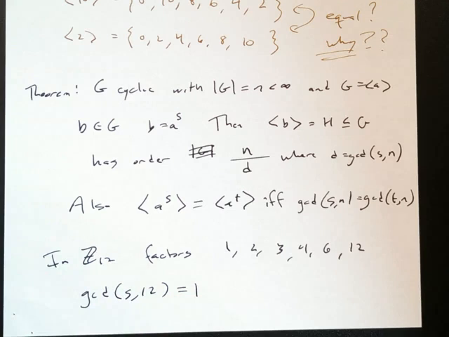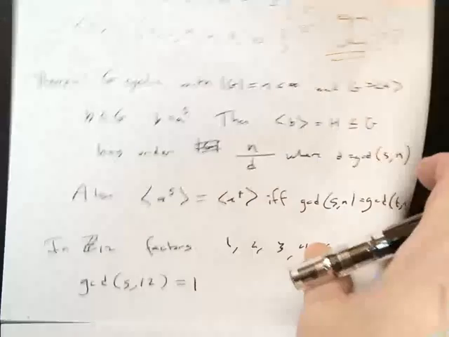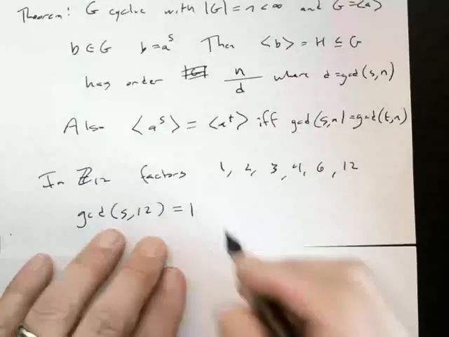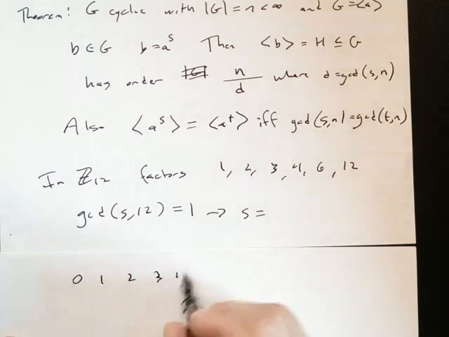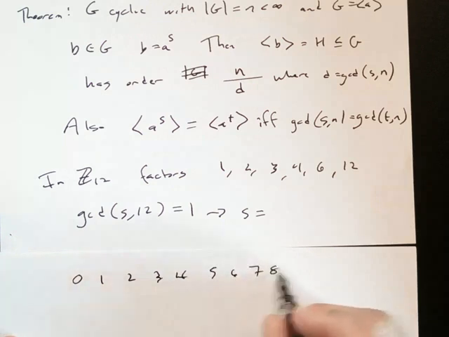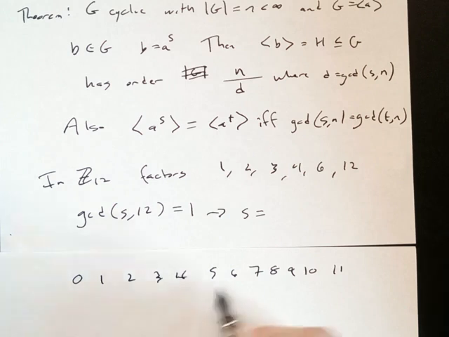What numbers are relatively prime to 12? What numbers have greatest common divisor 1 with 12? Well, if you think about it, we really only need to look at the numbers from 0 to 11. Which ones have greatest common divisor 1? But wait, there's more.